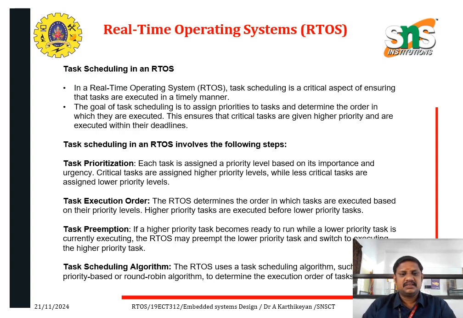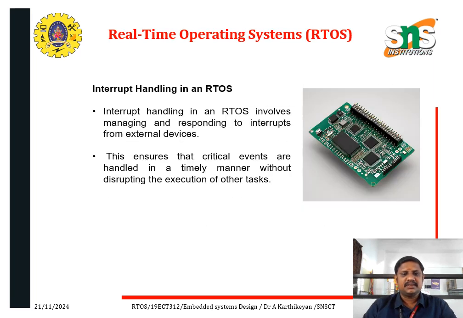Now task scheduling. The RTOS is a real-time operating system, and we can follow these steps for scheduling: task prioritization, task execution order, task function, and task scheduling algorithms. Based on that, we do the task scheduling. Then interrupt handling in the RTOS involves managing and responding to interrupts from external devices, ensuring that critical events are handled in a timely manner without disturbing the execution of other tasks.